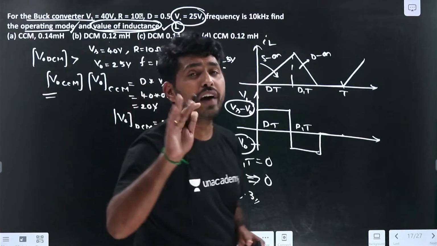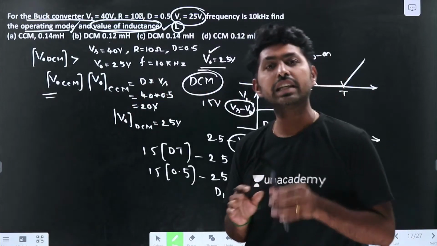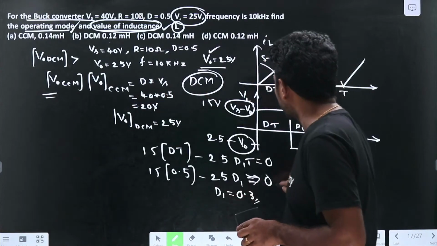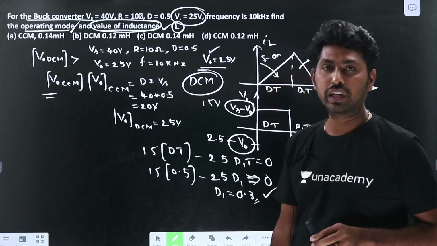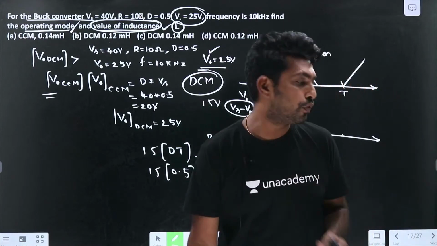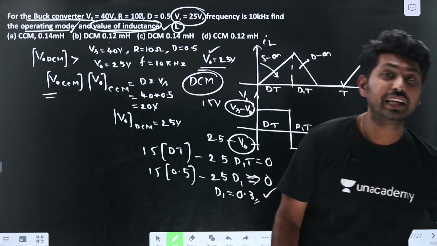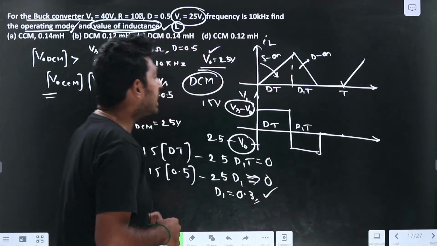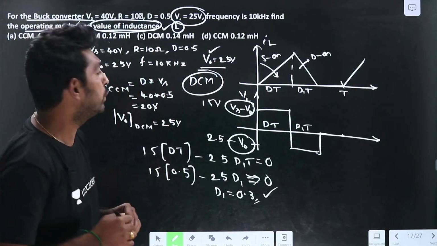To find the inductance, we first need to find the D1 value. Now we got the D1 value. So now we need to find the L value, the inductance value. Let us see how we can find it from this.